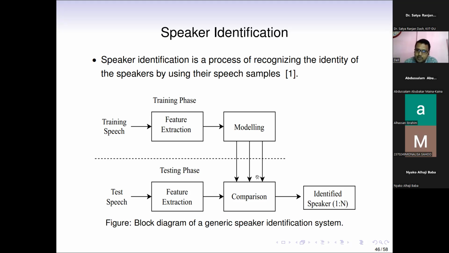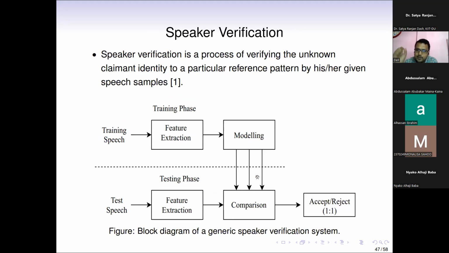But in the speaker verification case, it is 1 to 1, because in speaker verification, the speaker is already claiming that I am X. So it will only compare with X and find out whether it is actually X or some imposter. So this is a little bit easier than speaker identification with respect to the computational cost.